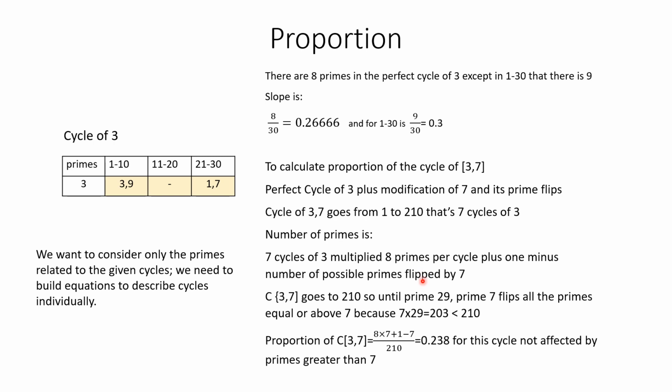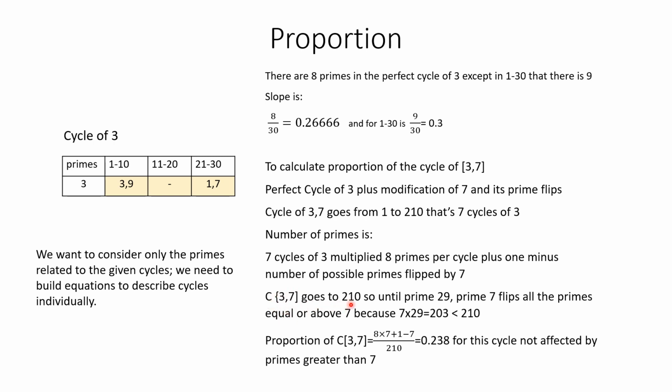The number of primes is, so I'm going to calculate the number of primes for the cycle of 3 and 7 alone. So we are not taking into account prime flips of other primes. 7 cycles of 3 multiplied by 8 primes per cycle of 3, plus 1. Plus 1 is because the 3 is going to be a prime also. Minus the number of possible prime flips by the 7. Cycle of 3 to 7, there's a mistake here, there has to be another symbol there, right?